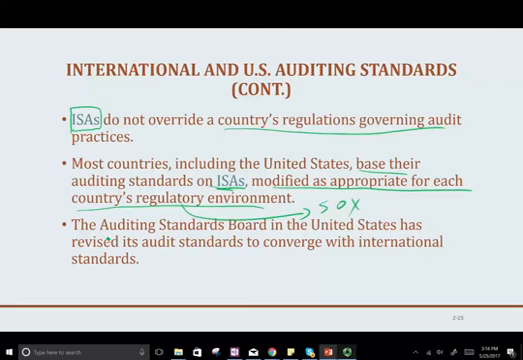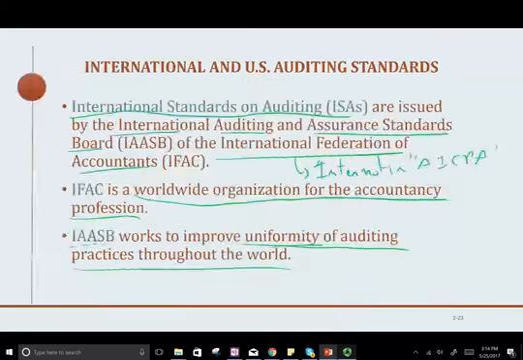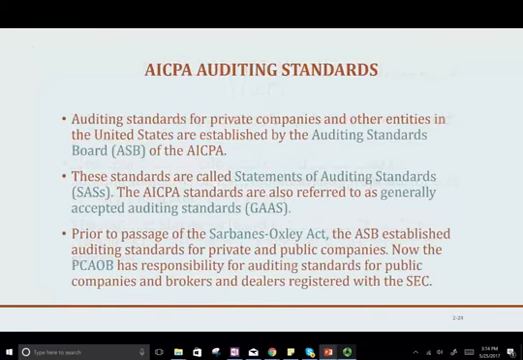Okay, so the Auditing Standards Board, the ASB in the United States, the ASB is part of the AICPA. I know there's a lot of terms being thrown at you, but it is what it is. It has revised its auditing standard to converge with the international standard. So the AICPA is already trying to converge with the international standard, as well as the PCAOB, as you saw, it's also trying to converge with the international standard. So there's a lot of conversion that's going on.